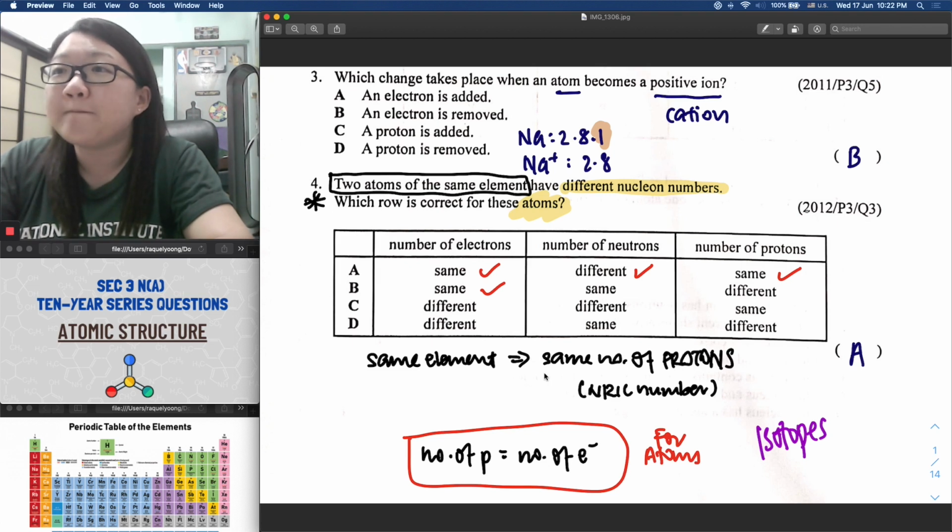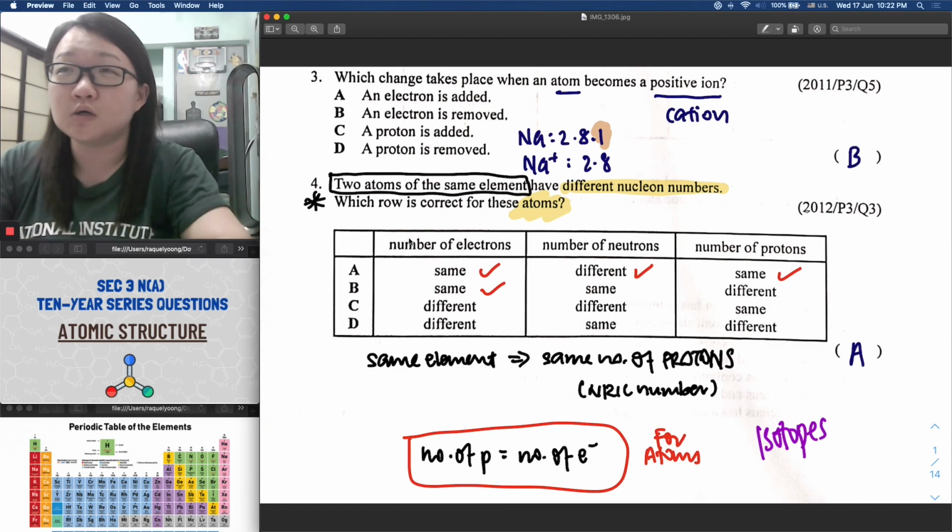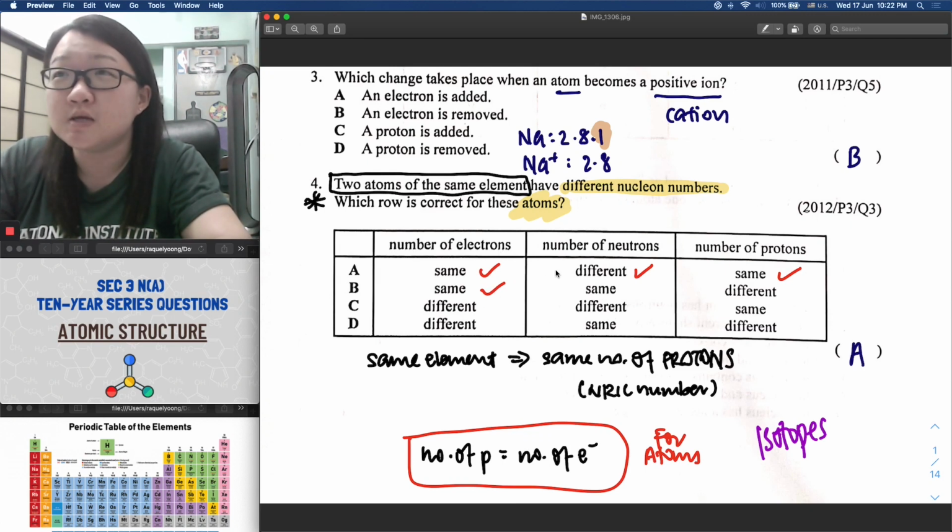Next, you should remember that for atoms, the number of protons equals the number of electrons. Based on that, you can start to work out your answer. For number of electrons, it will definitely have to be the same. The number of neutrons is different, because they already tell you the nucleon numbers are different, but your number of protons is the same, so the difference definitely has to be the number of neutrons. Then the number of protons is the same. So straight away you know answer is A.